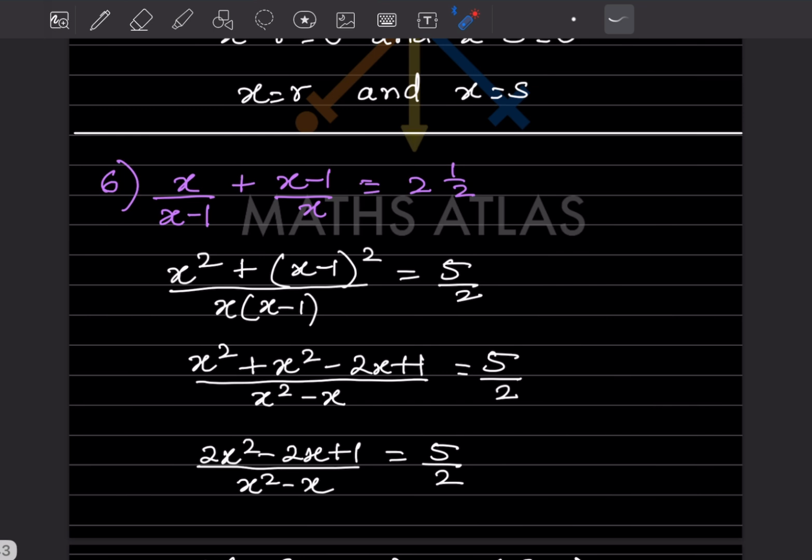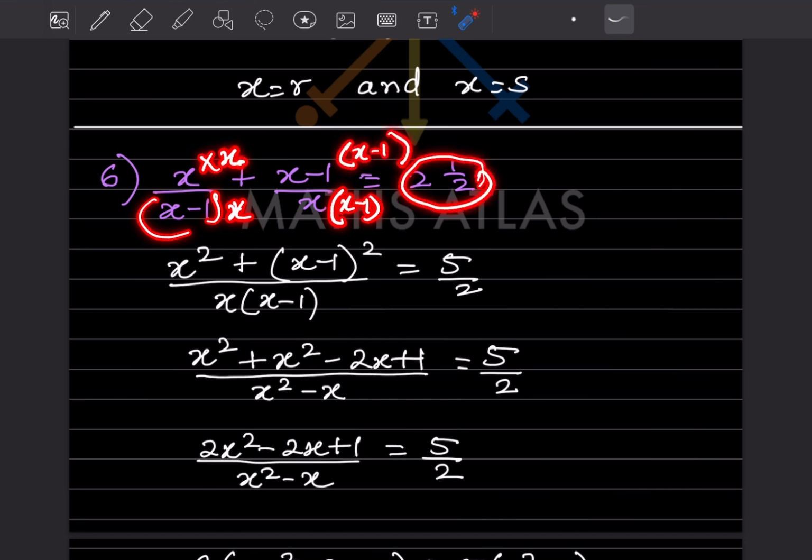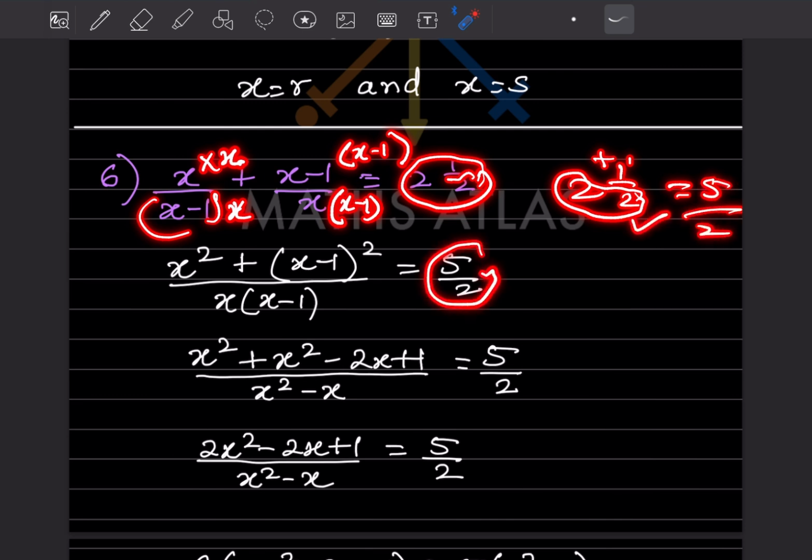Now look at this problem. So now we can see the denominators are different. So now we'll take the LCM of this one. So here you need extra x, and here you need x minus 1. So this is extra, means also should be multiplied by x. Here also should be multiplied by x minus 1. And this integer 2 1 by 2, this is a mixed fraction. So 2 2s are 4 plus 1, 5, that will be 5 divided by this 2. So 5 by 2.